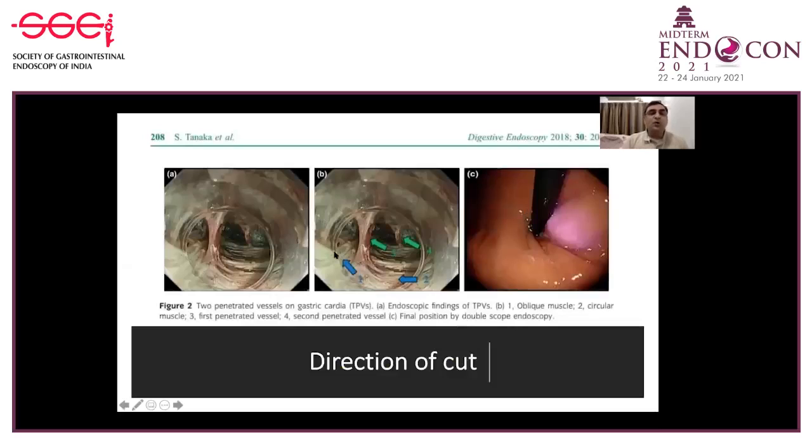Now, there is one more study from Tanaka which has shown a very important aspect: whenever we go across the G junction and dissect around 2 to 3 centimeters, we come across two perforating vessels in the majority of cases. Taking this as a guide, to the right of this vessel, these are the clasp fibers, and to the left these are the sling fibers. This we can confirm by doing a double scope technique also.